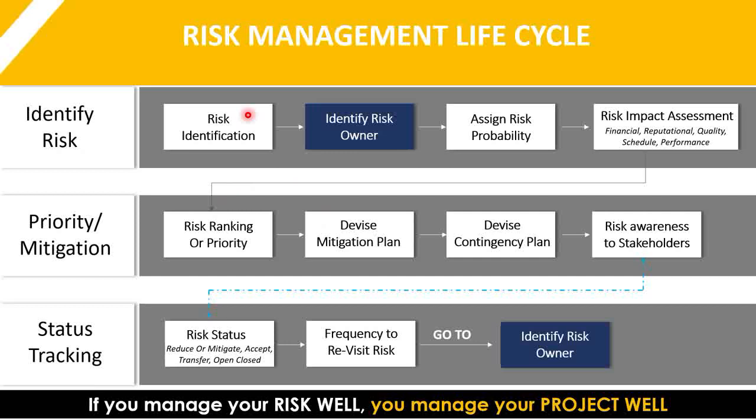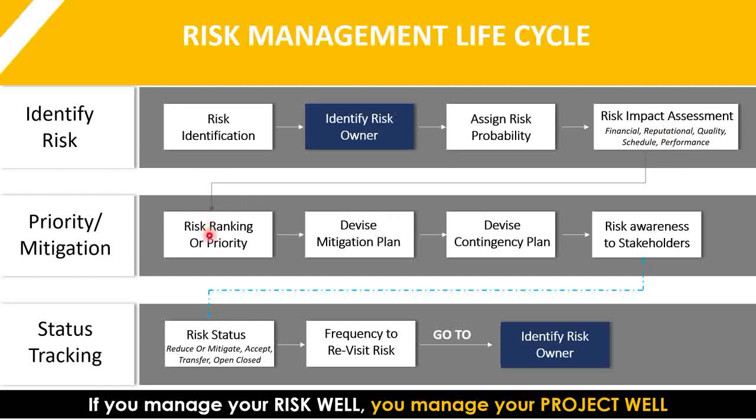So once your risks are identified, you work with all the stakeholders to identify them. Then the next step is identifying the right owner for that risk. This is very important so that you can rightly track your risk. Once the risk is identified and the owner is identified, you also assign a probability to it: what is the probability of that risk occurring? And then you do a risk impact assessment. Is your risk under cost, reputational, quality, schedule, or performance, and what is the exact impact of that risk? So that's the first part. You identify the risk, the owner, the probability, and then you do an impact assessment.